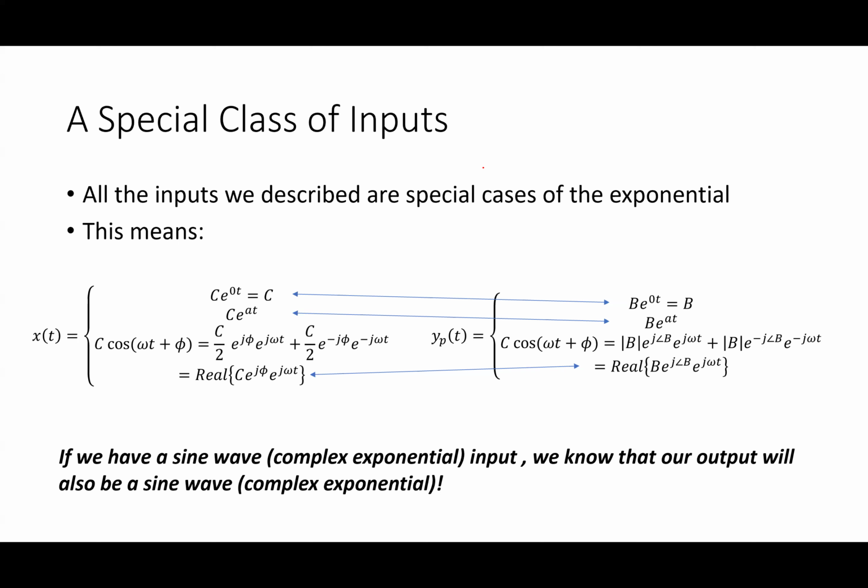So for this special class of inputs that are related to the exponential, meaning a constant, an exponential, or a sine wave, I can think of all of those things as exponentials, okay? The output is always going to look like that too. So when I have a sine wave input, I could guess that my output looks similar and go through this whole process. Or I could say that it's the real part of that thing.